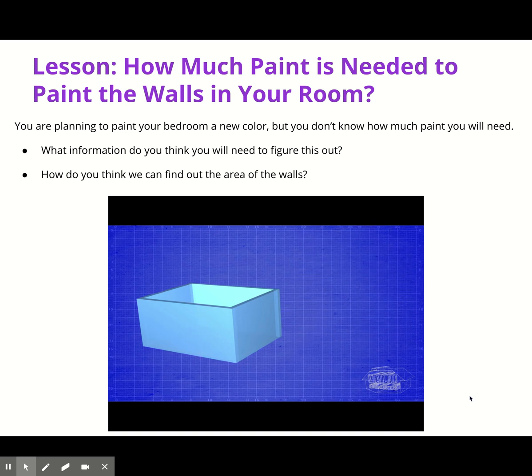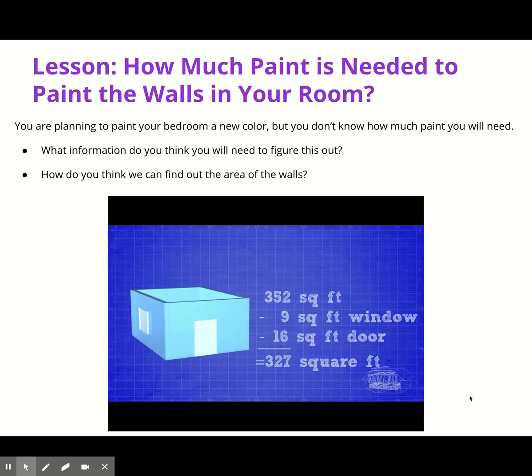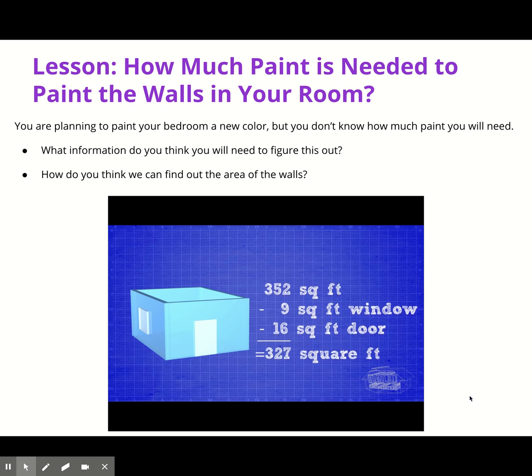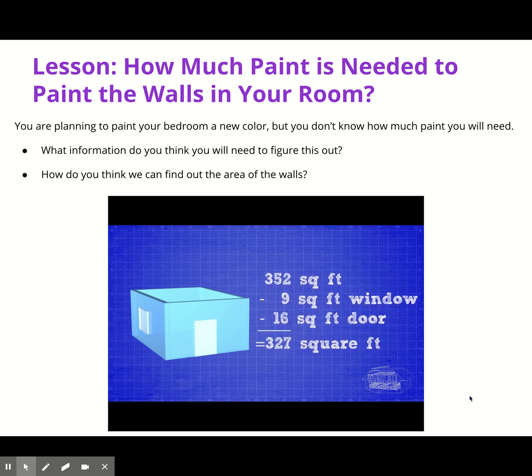Of course, there's a fair chance that your room has windows and doors as well. These should be subtracted from the total surface area. Let's say the window is roughly 9 square feet and the door is 16. This leaves us with 327 square feet for the room.